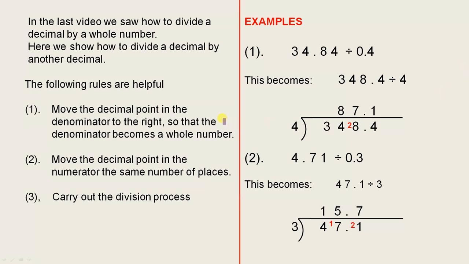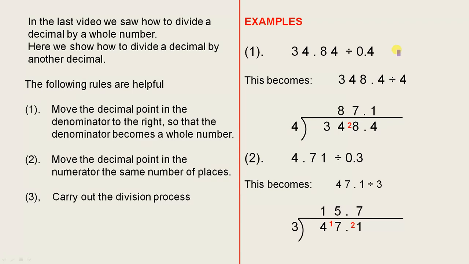Number 1. Move the decimal point in the denominator to the right so that the denominator becomes a whole number. Number 2. Move the decimal point in the numerator the same number of places. And number 3. Carry out the division process. Let's see how these rules work with some examples.